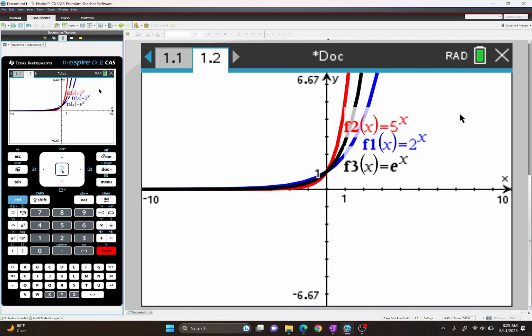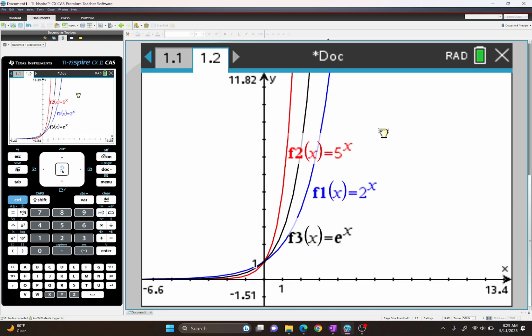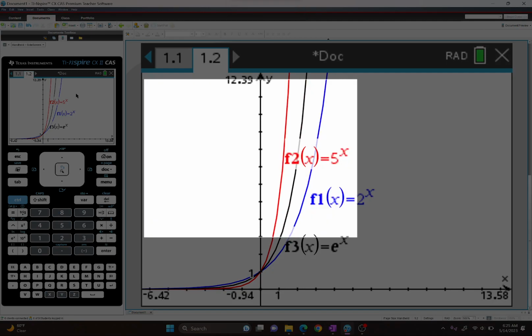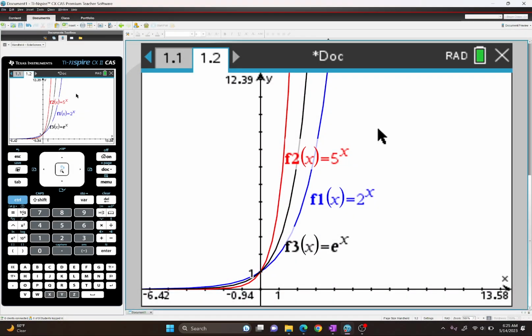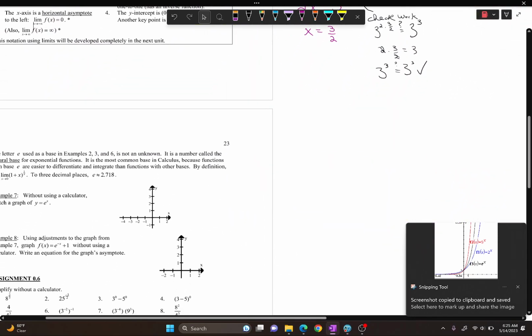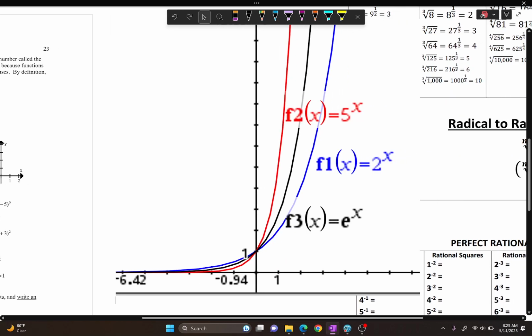And which one is growing faster, by the way? Which function is growing faster? It's the red one. The red one has a taller height than any of the others. So I just want to be able to write on this graph, so I'm putting it over here. And ta-da. This is what I would do with that. Oh, it's awfully big.